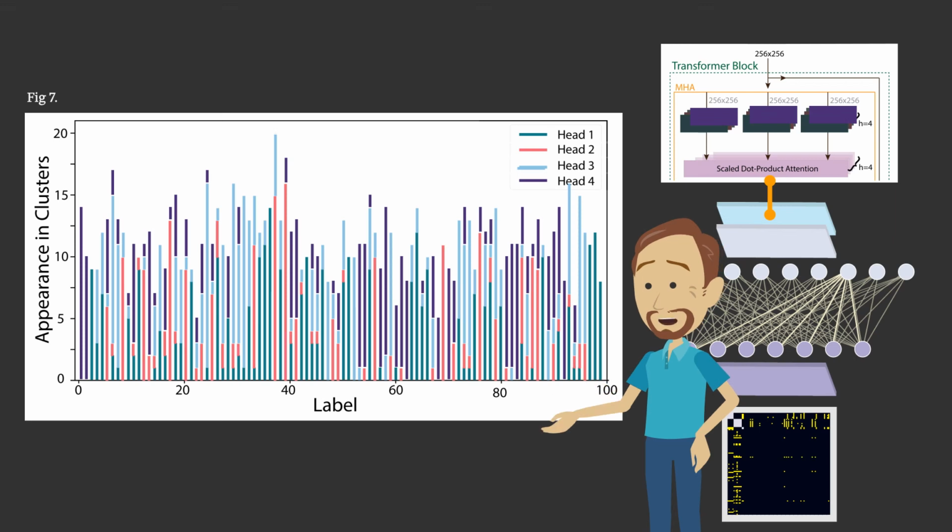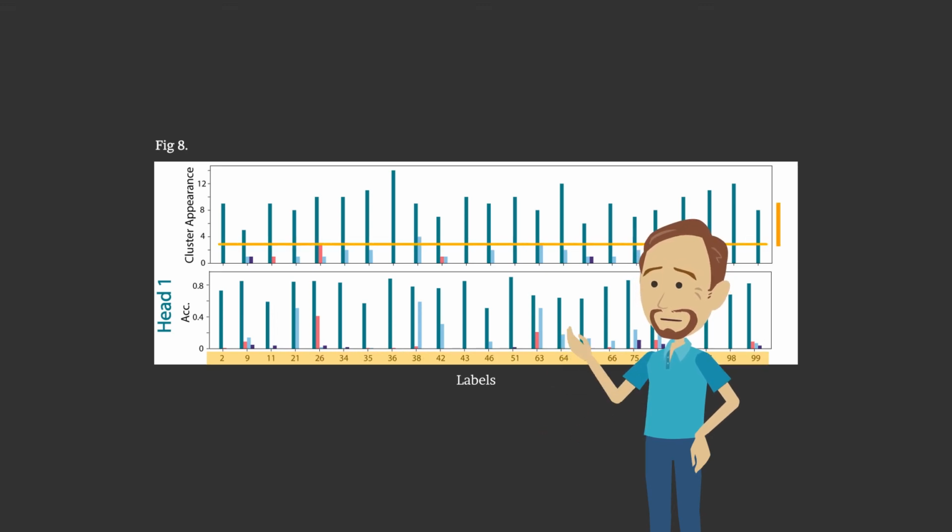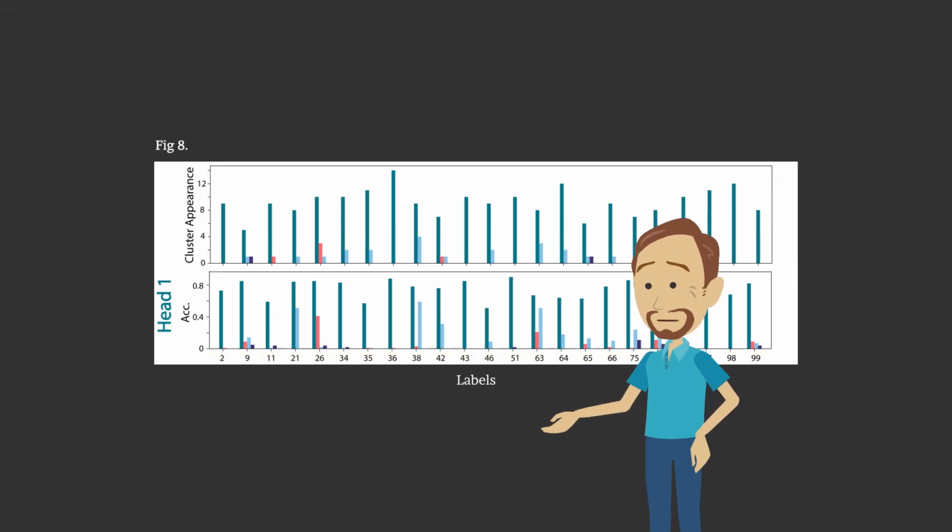If we take all the labels that appeared at least twice as often as any other label in each head, a pattern emerges. We see that for head 1, we have 23 labels that appear at least twice more than in any of the other heads. Furthermore, if we measure the accuracy by silencing all heads except one, we see that head 1 has the highest accuracy for those specified labels. We will call those labels head 1 labels. We then repeat the process for the other heads.